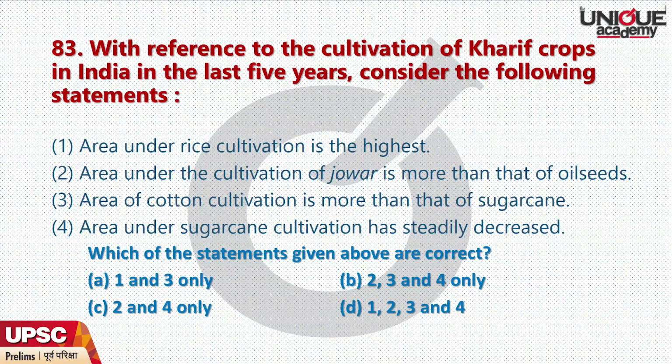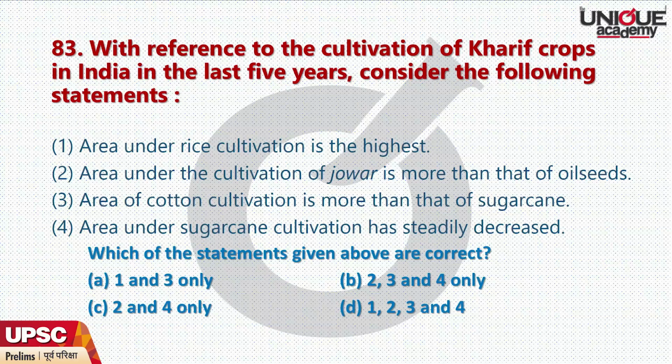Area of cotton cultivation is more than that of sugarcane. That is obviously true, because it is almost, I think, 2 to 3 times more. Sugarcane crop is around 50 lakh hectares roughly, and cotton production is from 122 lakh hectares, so around 2.5 times cotton and sugarcane.